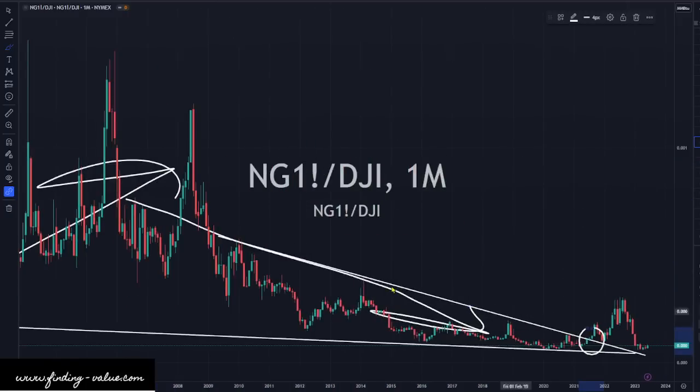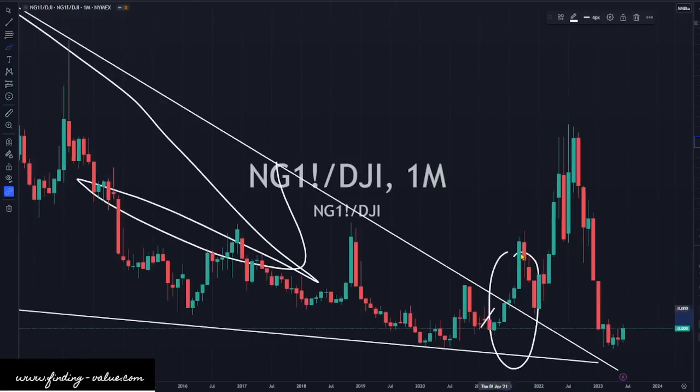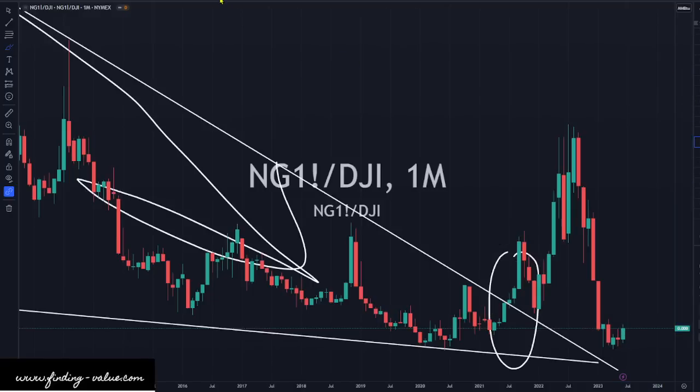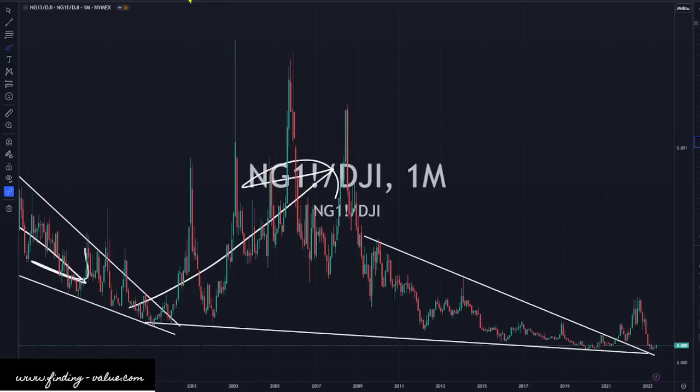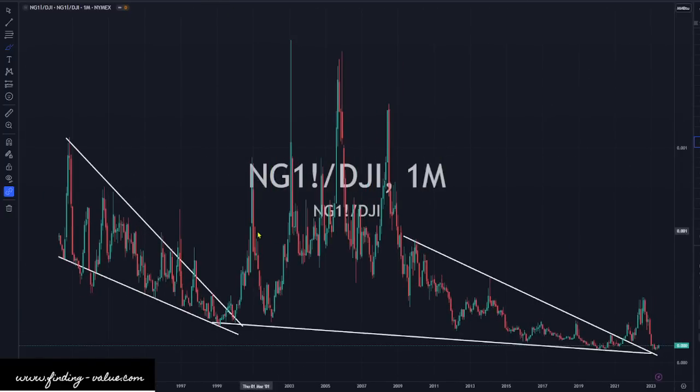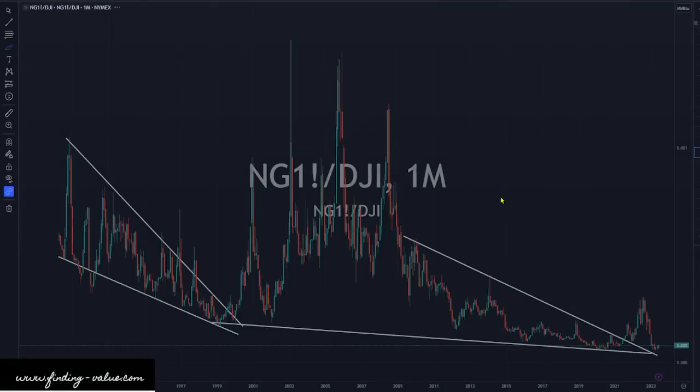And we've broken that down, the pattern, the downtrend line. We've broken out. We've done a retest. And now it's time to, I think, outperform the Dow Jones Industrial Average. Natural gas will. So that's where we are with natural gas. I think natural gas is a huge opportunity.